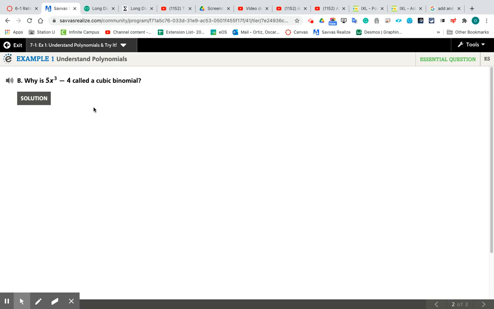And in here, we'll continue introducing more vocab words. These are posted in the lesson, but I want to go over and make it clear for you guys. So this is called a cubic binomial. Once again, you'll learn more as we go. But why is that the case?